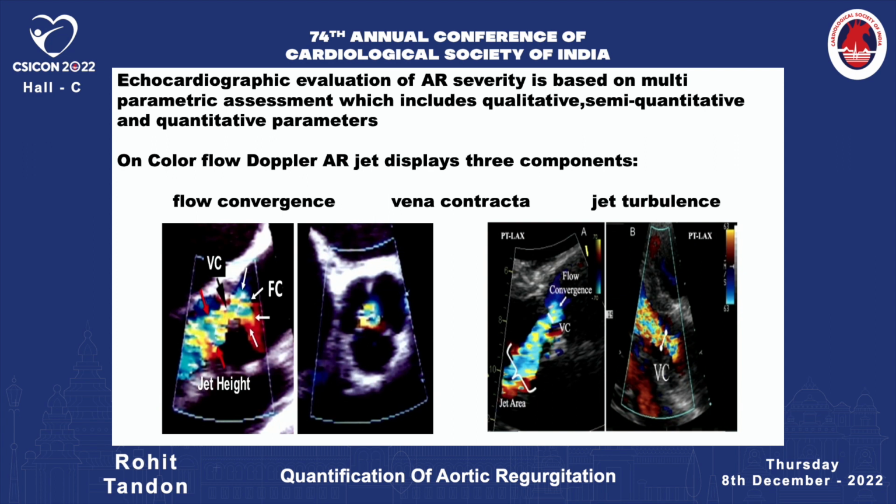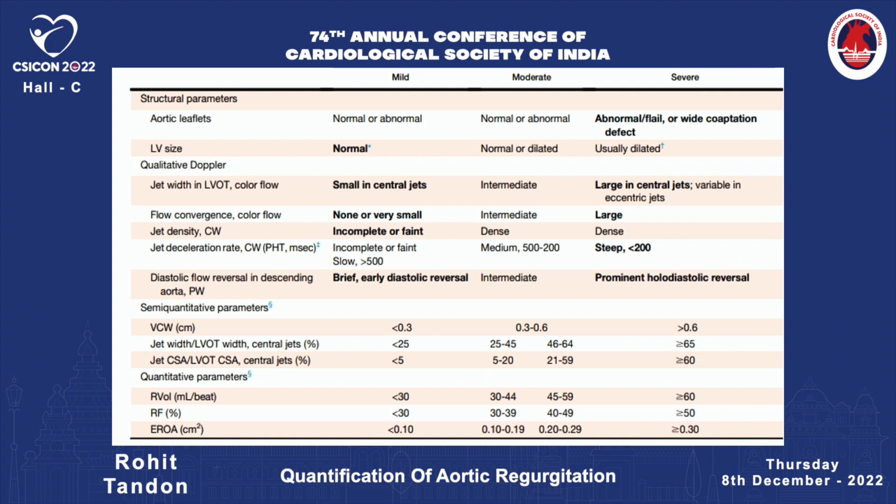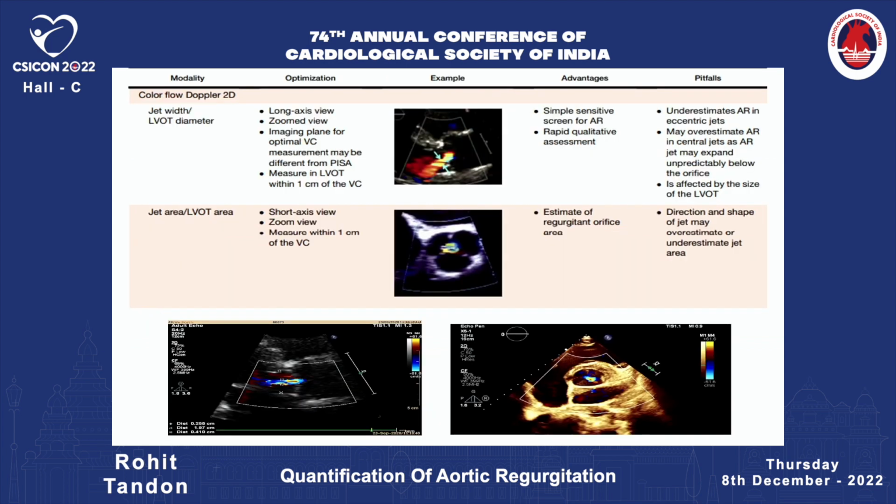Yes, it's the narrowest portion which we have to see basically. So according to this, for classification into mild, moderate, severe, we have to see three parameters: structural parameters, qualitative parameters, and semi-quantitative and quantitative. In this way, we can easily classify the AR jet into mild, moderate, severe.